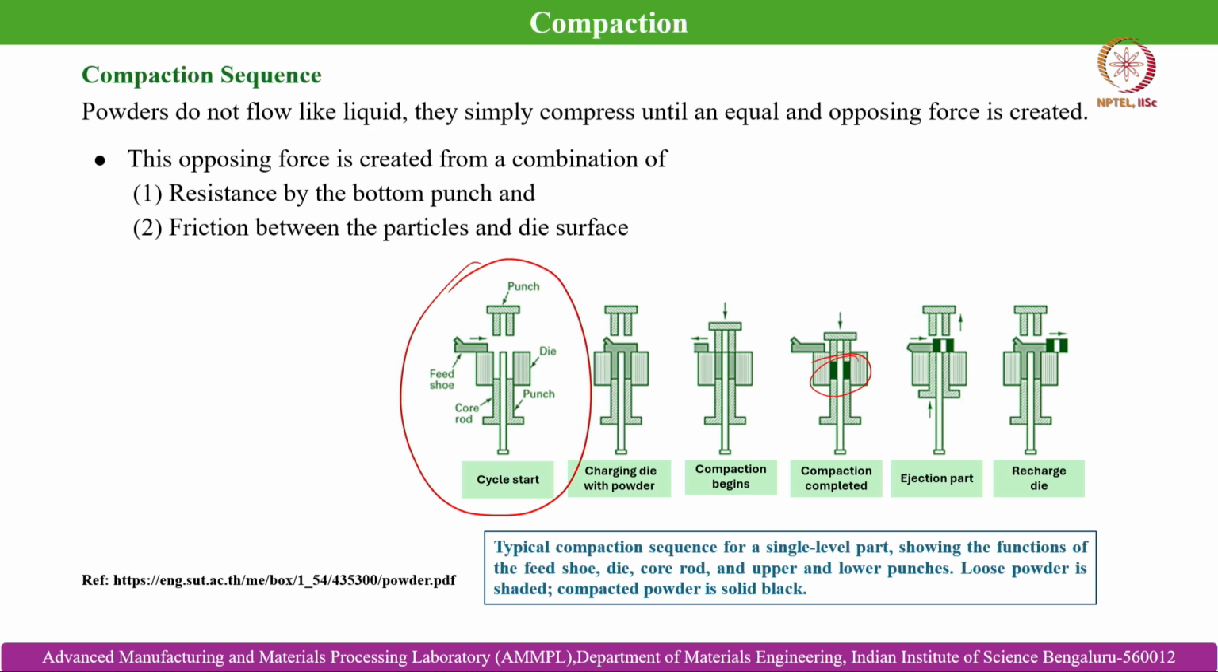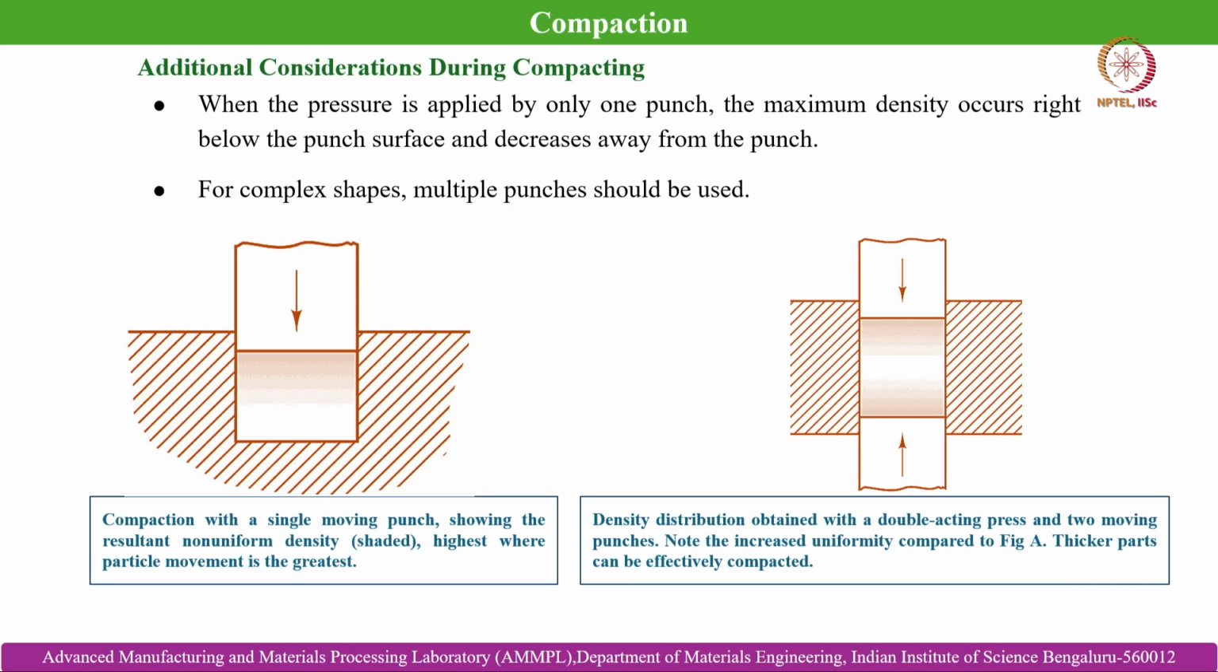And then this feed shoe is responsible for lateral movement. It facilitates removal or ejection of the component out of the die punch system, and then the next charge of the powder aggregate is incorporated into the die cavity by the same feed shoe. Okay. So, these are basically the steps involved in compaction.